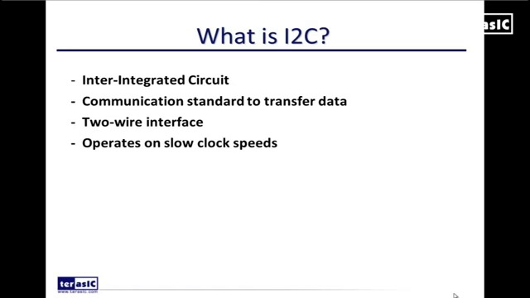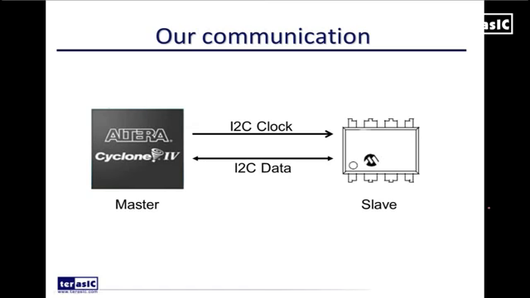It's a two-wire interface, so there's an advantage that it doesn't require too many pins, and it operates on slower clock speeds compared to other communication protocols like SPI. Now, I2C is a communication between master and slave. And for this exercise, our master is going to be our Altera Cyclone 4 FPGA on our DE0 Nano, and our slave will be a memory device.